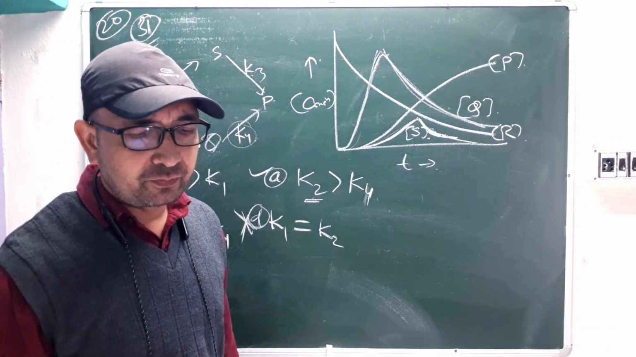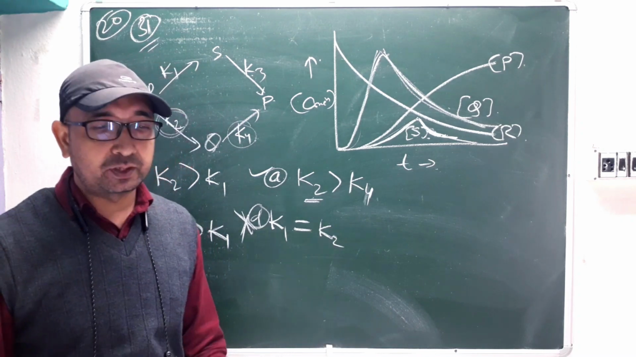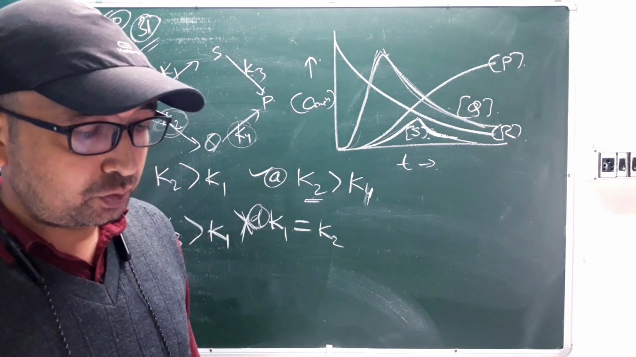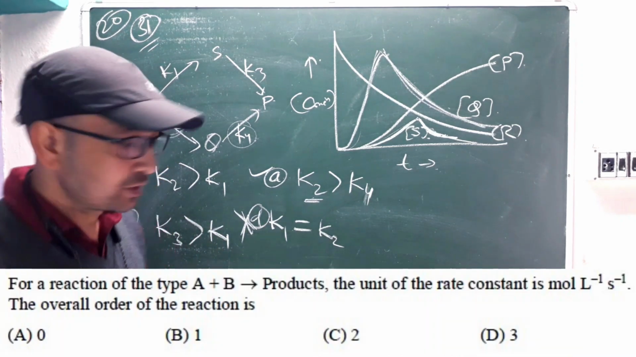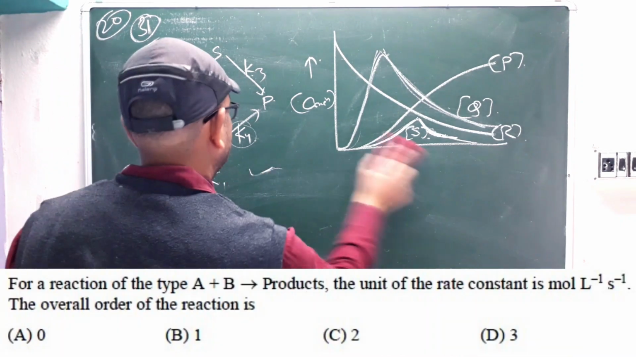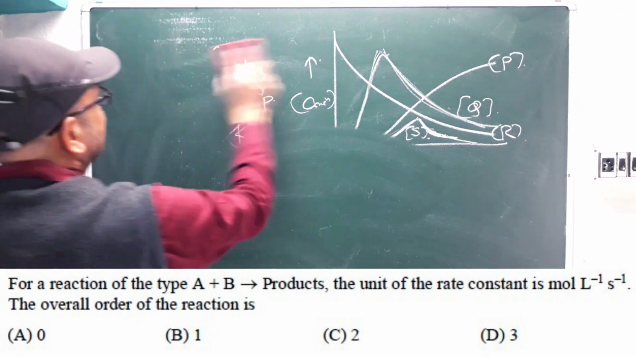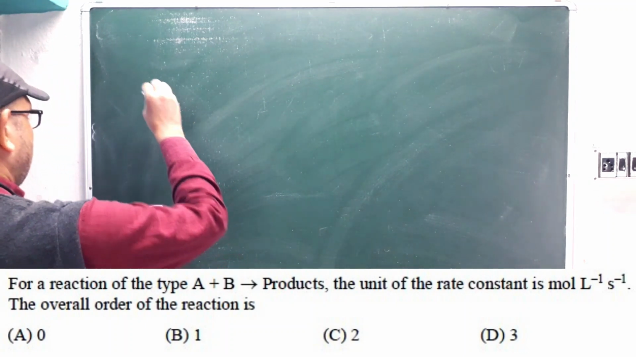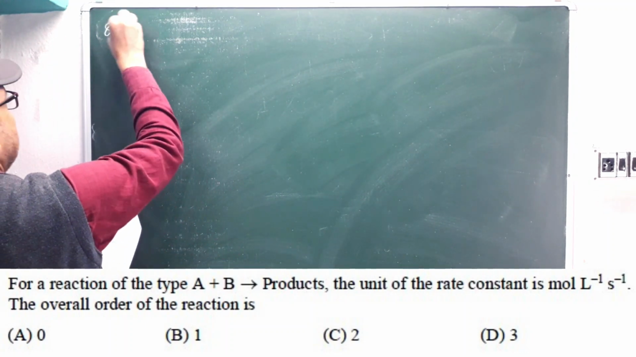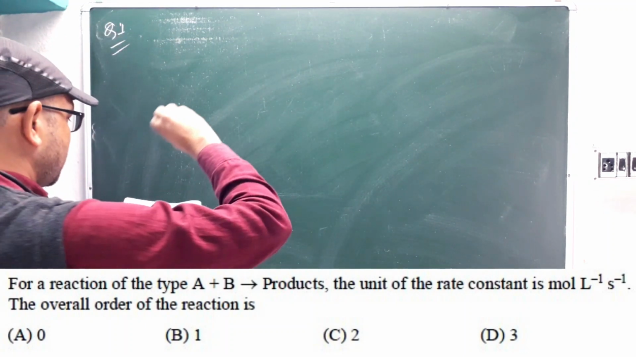Now the next question we'll see for 2020, it is not there. In 2020 there is no next question. We'll see 2019, correct? So in 2019, question number 1, they have asked, first question only, the rate constant.